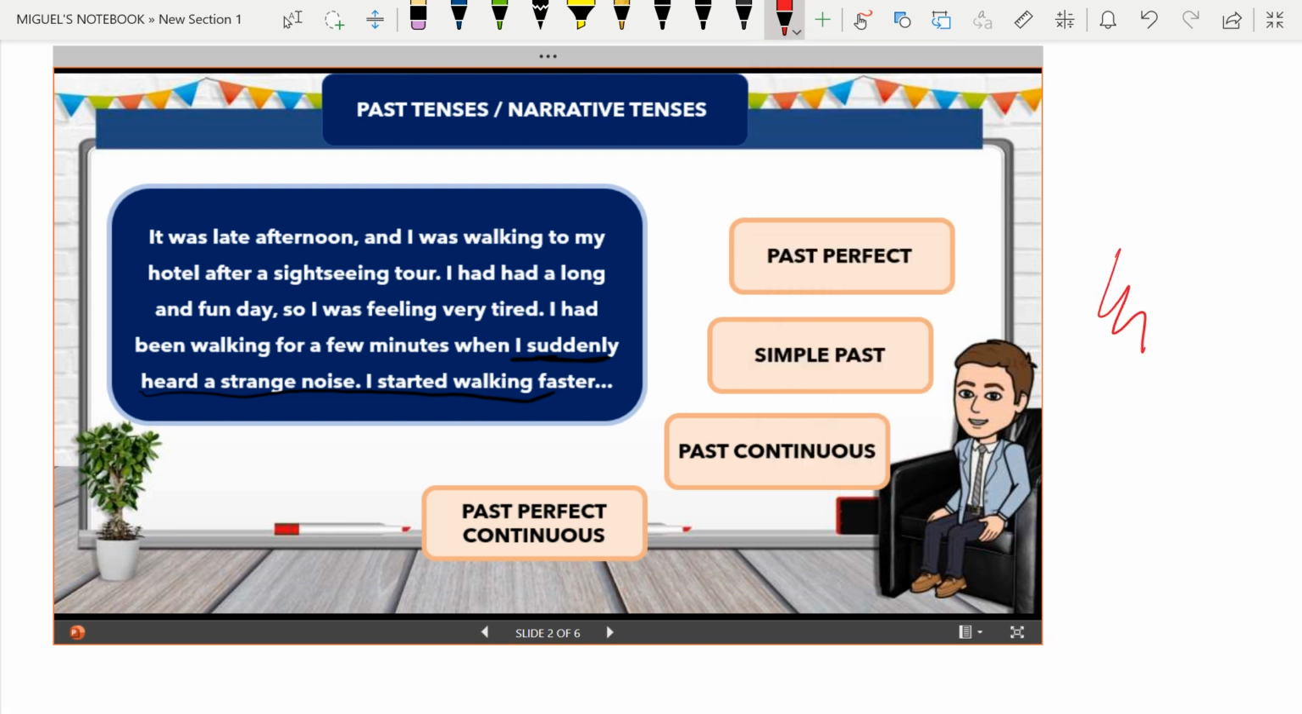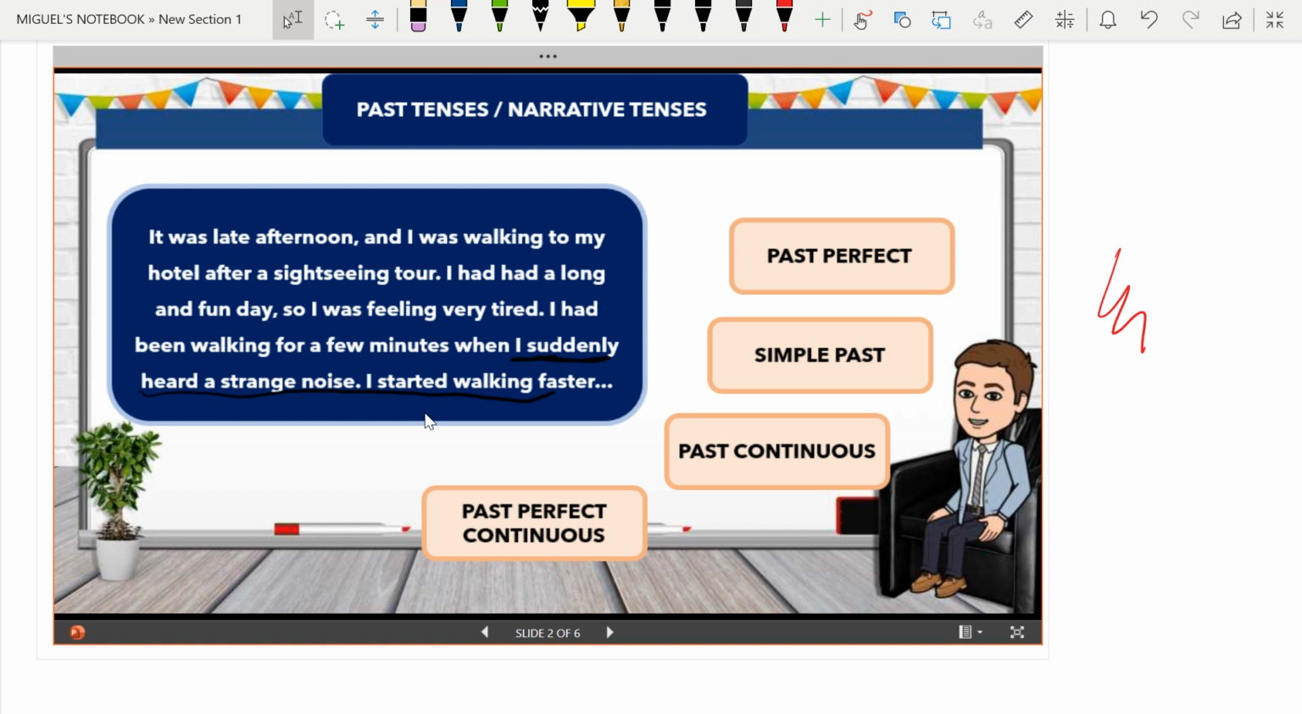okay, here it is. So the main event, oh, it's not letting me write on top of the presentation. Anyways, so the main event would be, I had blah, blah, blah. I had been walking for a few minutes. No, I mean, that's not the main event. The main event would be when I suddenly heard a strange noise, I started walking faster. The main events of a story are always in the simple past tense.